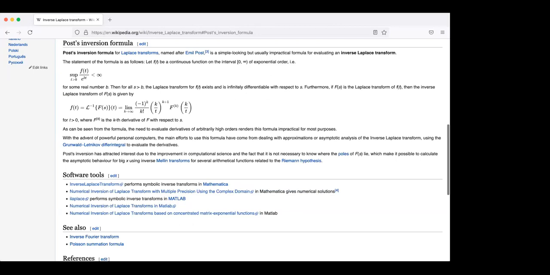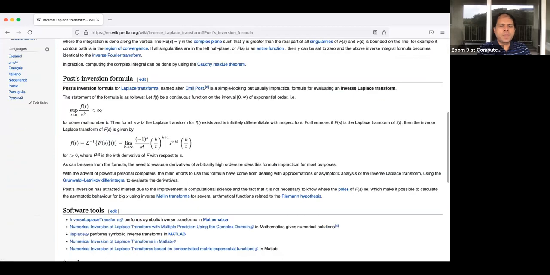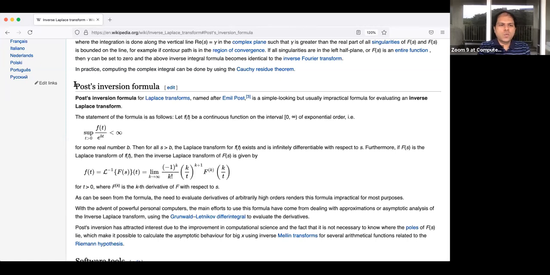So here, this is the page called Inverse Laplace Transform. And I did not know this. So should I increase the font? Can you see? So there is what is called Post's inversion formula, which I learned only this morning.